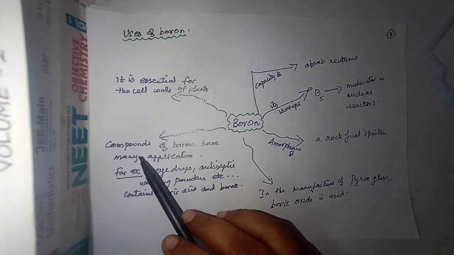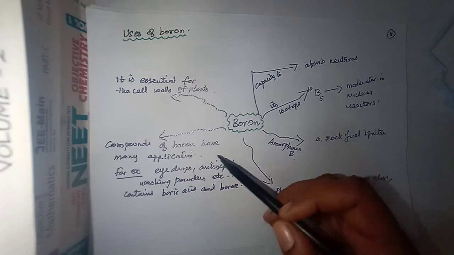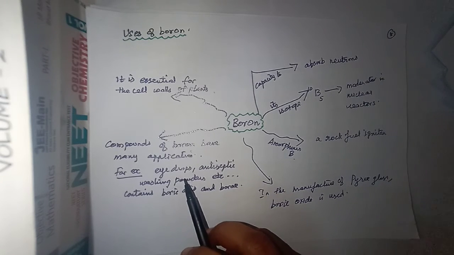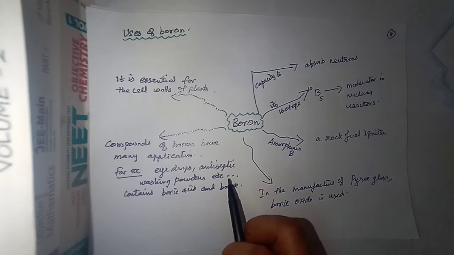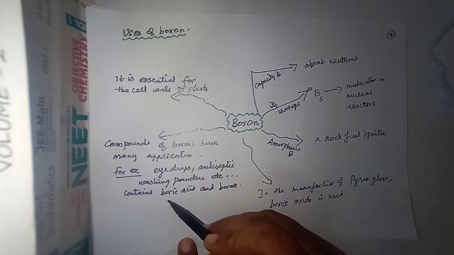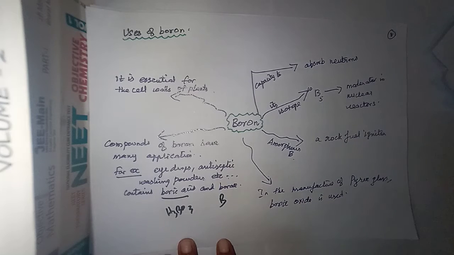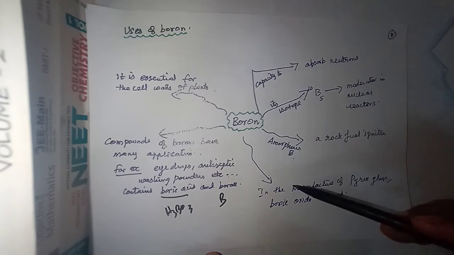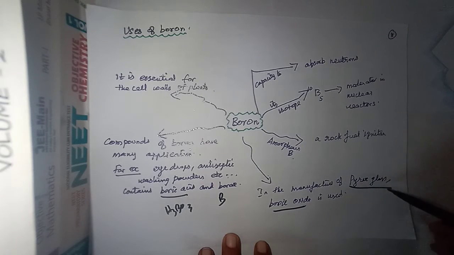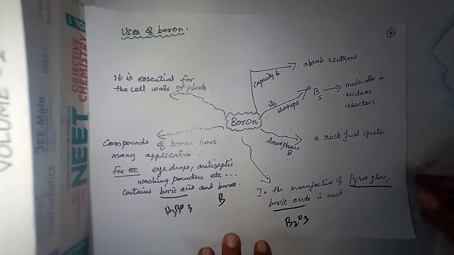Any compound of boron has many applications. For example, eye drops, antiseptics, and washing powder contain boric acid, H3BO3, and boron. In manufacturing of Borax glass and boric acid, we use boric oxide, B2O3.